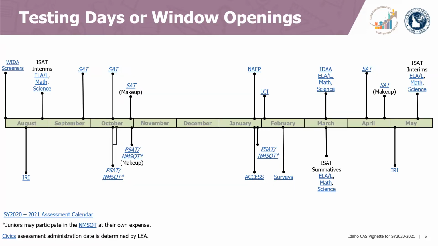Next up is a timeline for scheduled testing days or when test windows open. This timeline begins on August 1st, 2020 and ends on May 31st, 2021. The SAT, PSAT, and NMSQT tests have various testing days that can be chosen by the school this school year. Those tests with testing days have italicized text. The tests with testing windows have normal text. The date of the Civics Assessment Administration is determined by the LEA. Click on the name of the assessment to access the specific slide that details the exact scheduled testing days or when the testing window opens and closes. A link to the school year 2020-2021 assessment calendar is also included on this slide.